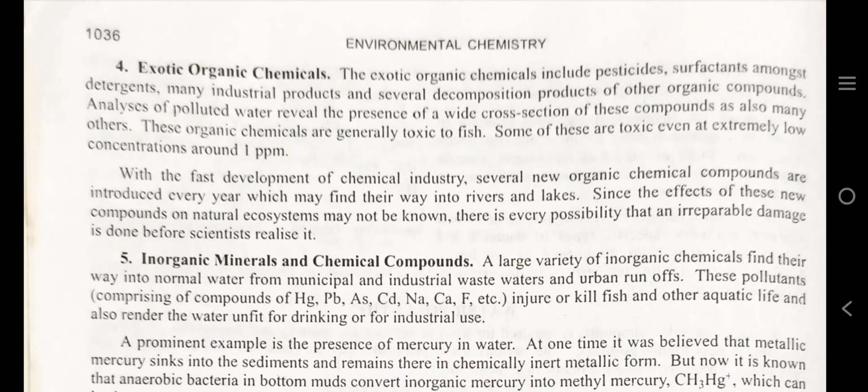With the fast development of chemical industry, several new organic chemical compounds are introduced every year which may find their way into rivers and lakes. Since the effects of these new compounds on natural ecosystems may not be known, there is every possibility that an irreparable damage is done before scientists realize it. Number 5 is inorganic minerals and chemical compounds.